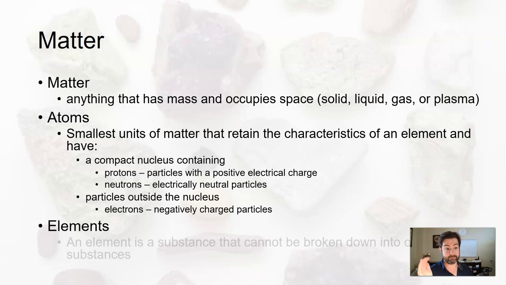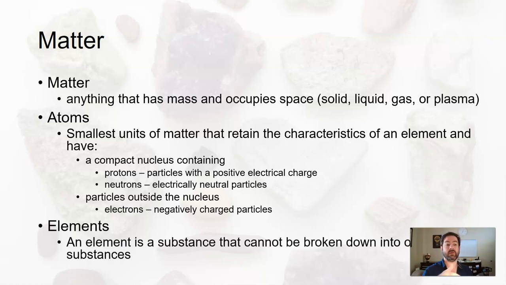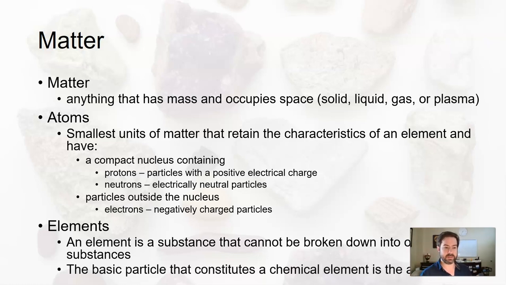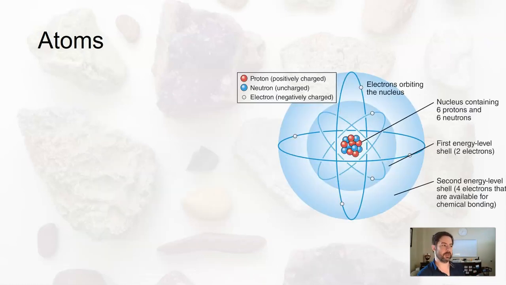So what are elements? A substance that cannot be broken down into other substances. You can only break it down so much. The basic particle that constitutes a chemical element is the atom. So yeah, they're all kind of the same thing. Matter is stuff, atoms are stuff, elements are stuff, all right? So it's all matter. Atoms are just the smallest bit of stuff that have a particular set of characteristics of a particular element, okay? If it's confusing, that's fine. We'll move past these terms in a moment.